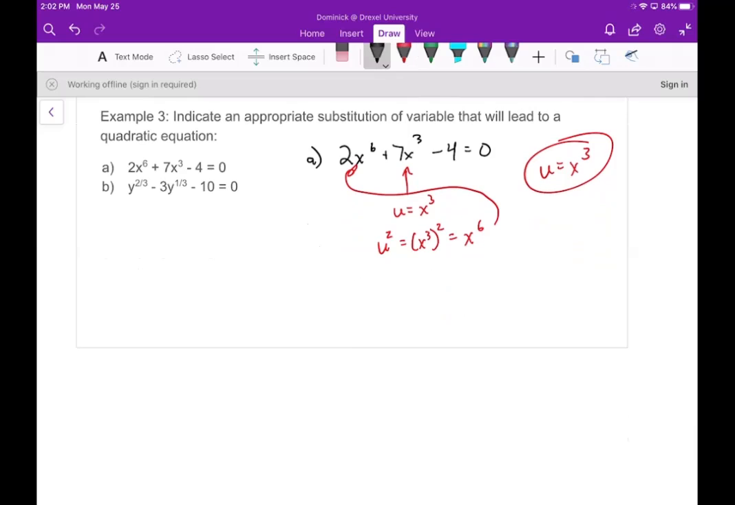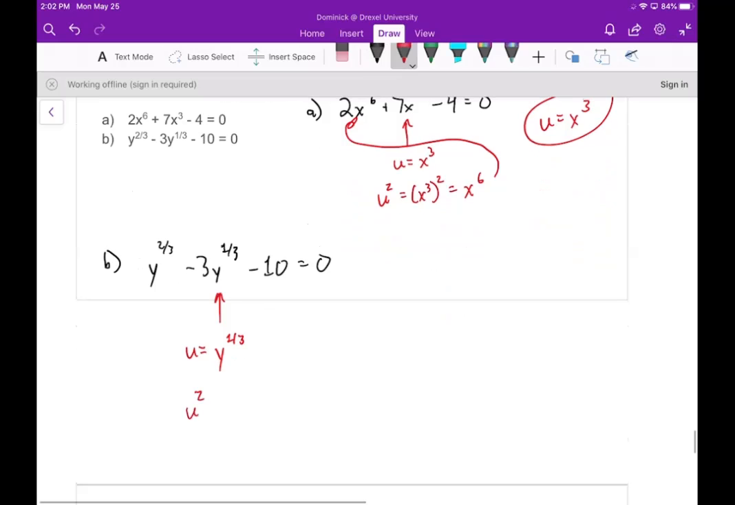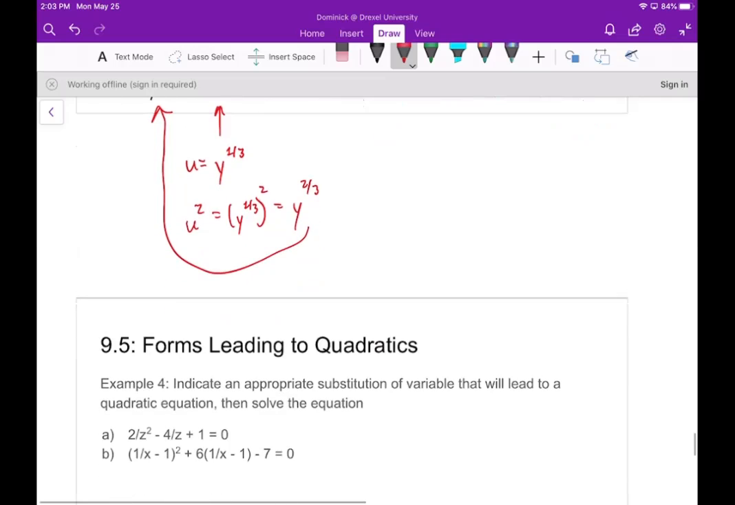And then similarly in part B, you have y to the 2/3 minus 3y to the 1/3 minus 10 is equal to 0. So again, we try the middle term. So if we let u equal y to the 1/3, would that work? Well, for u squared, we would get y to the 1/3 squared, which is y to the 2/3, which is what I have over here. So that would work. All right, so that's the idea behind making the substitution.